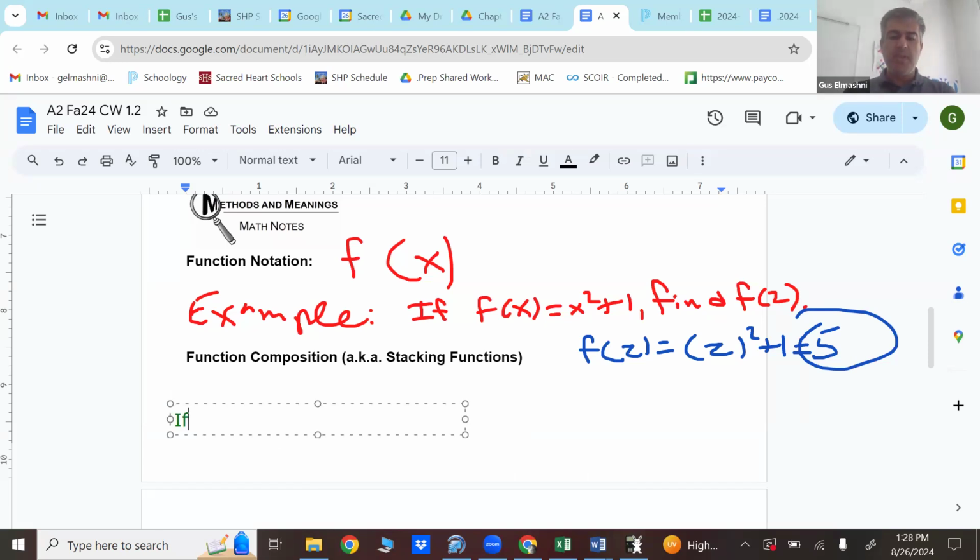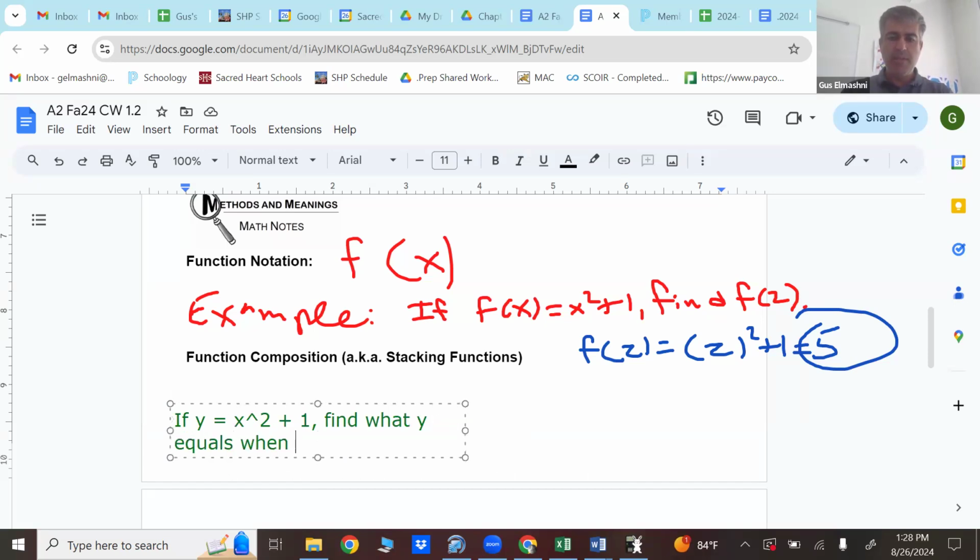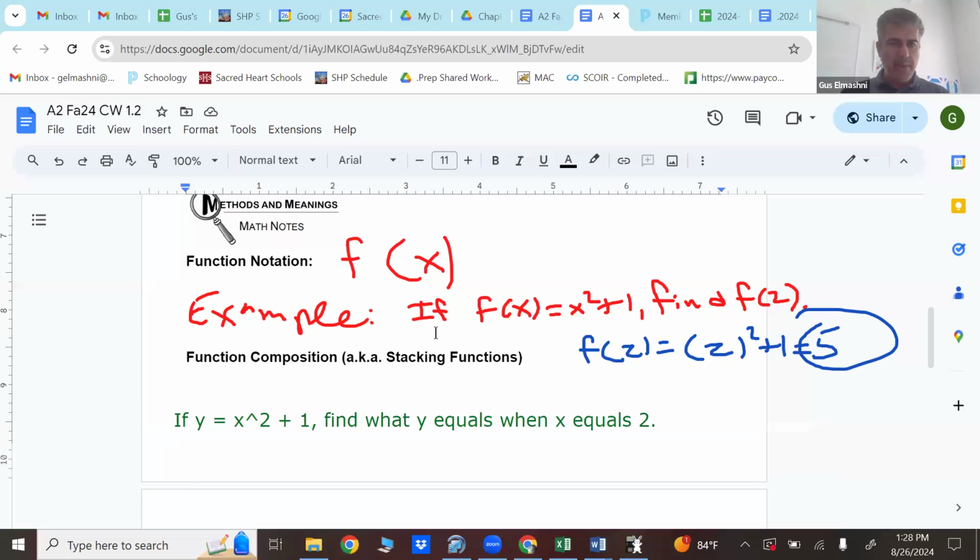What if I wrote the question like this? If y equals x squared plus 1, find what y equals when x equals 2. Now, personally, I think it's much easier if you think about it. All these words here, let me highlight it, can we express more compactly like that? Would you want to write 1, 2, 3, 4, 5, 6, 7, or just something very short like this?